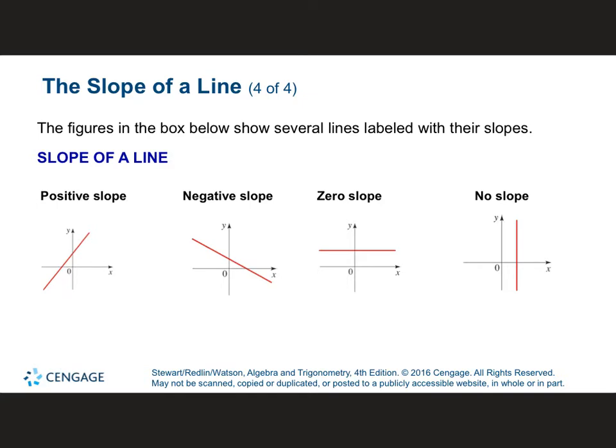With your zero slopes, you have an equation that is y is equal to a number, and then your no slopes, your undefined slopes, you're going to have an x is equal to a number for your equation. So our no slope is that undefined slope, which we said was a vertical line, and it goes through the x-axis, so it's an x is equal to a number.